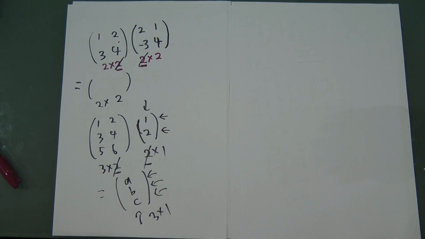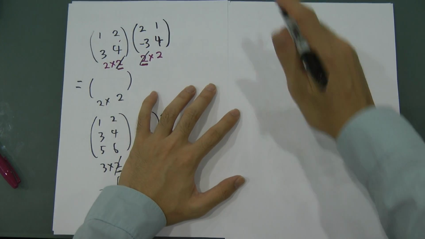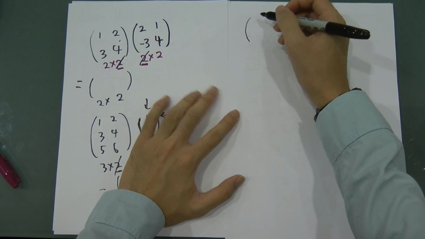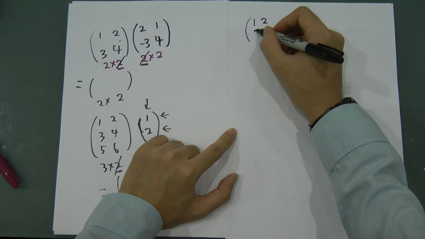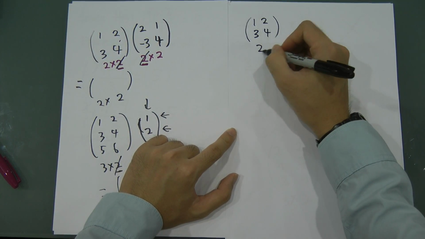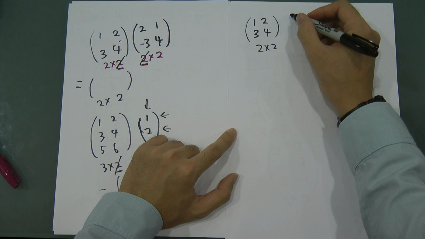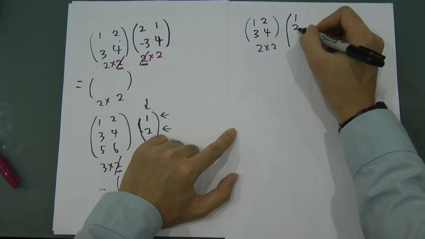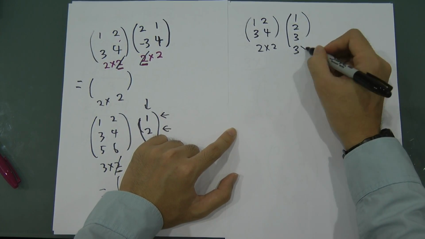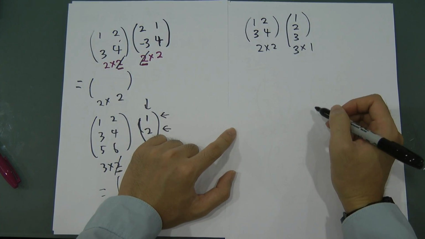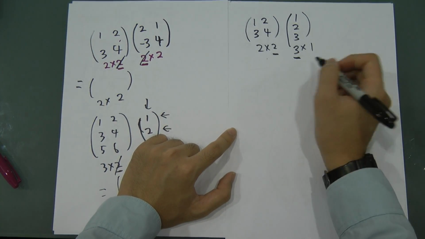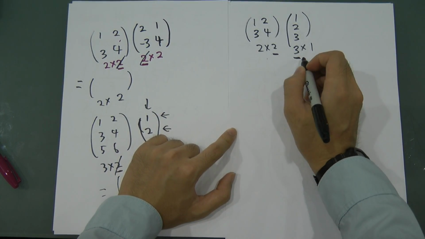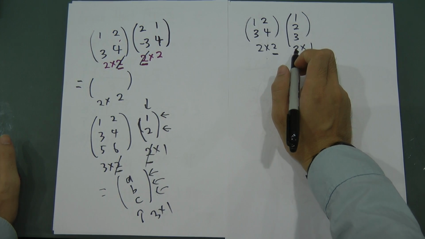However, if the order in the middle is not the same, you couldn't multiply. For example, if you got something like this, let's say 1, 2, 3, 4. This is 2 multiple 2. Let's say I multiply with 1, 2, 3. This is 3 multiple 1. You couldn't multiply because the middle of both of these orders is different. This is 2 and 3. You cannot start the multiplication.